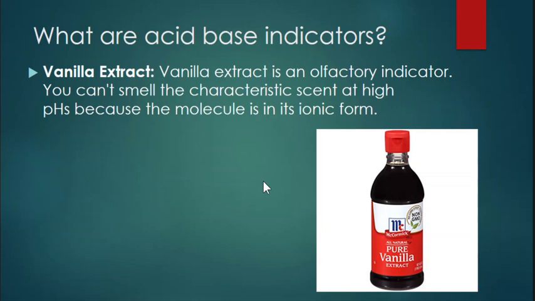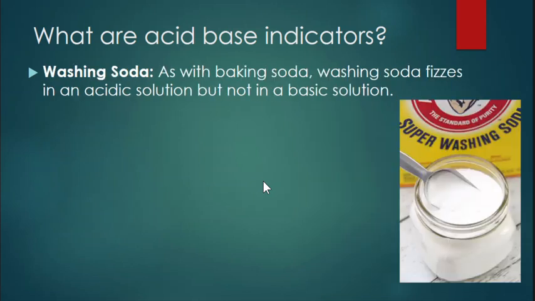So in an acid, vanilla smells vanilla-y. In a base, vanilla smells like nothing. And finally, washing soda. Washing soda is laundry detergent, and if you put it in an acid, it'll fizz. You put it in a base, it will do nothing. So these are all examples of acid-base indicators that are in your house.